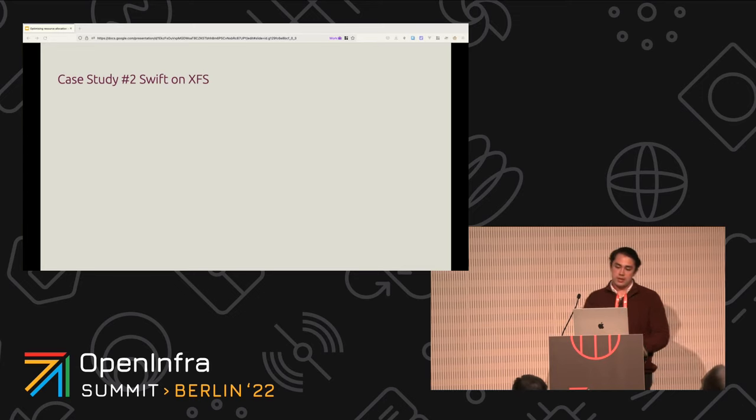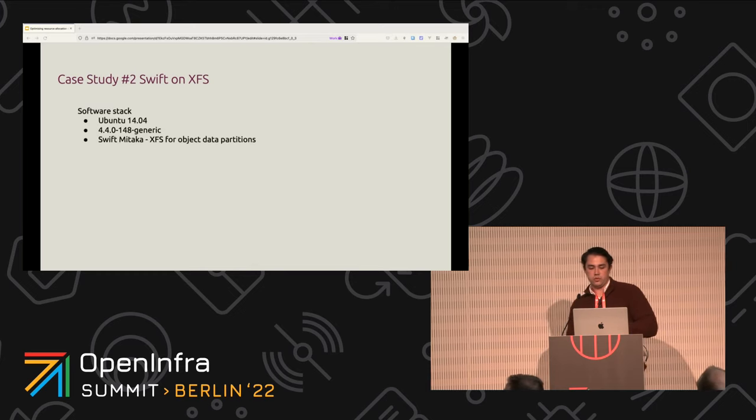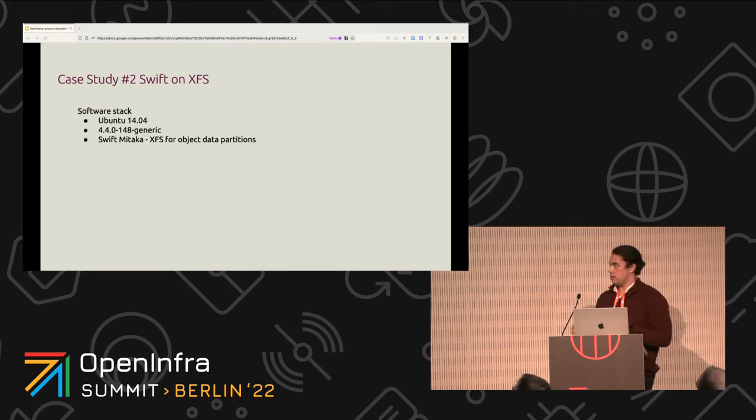So the second case study that I want to look at is a Swift on XFS issue. In this circumstance, the user presented with the following issue. Their reads and writes to their Swift cluster were failing at a high rate with 503 Service Unavailable. So it wasn't a complete outage, but it was a severe degradation of service. Their software stack was Ubuntu 14.04, a 4.4 kernel, XFS, and Swift Mitaka.